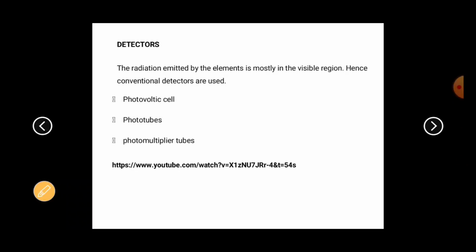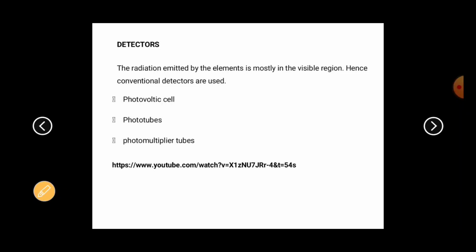Detectors. The detector function is the radiation emitted by the elements is detected in the readout device. And here, the radiation which is emitted by the elements is mostly in the visible region. Hence, conventional detectors like photovoltaic cell or phototubes can be used. And most commonly in the advanced instruments like flame spectrophotometer, photomultiplier tube is used as a detector. And you can go through the link for the 3 types of detectors, that is photovoltaic cell, phototubes and photomultiplier tubes.